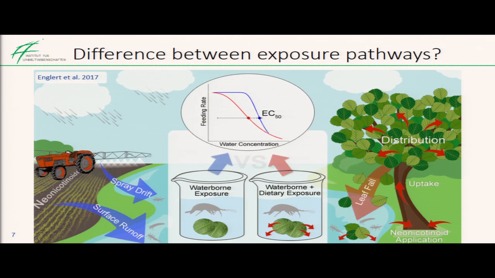So the EC50 value is decreasing, toxicity is increasing, which means that the water concentration that we are actually measuring is not fully explaining the response of the organisms. There is some additional effect going on that we cannot explain only with the water concentration that we have been measuring, right? Is that logical? Okay, good.